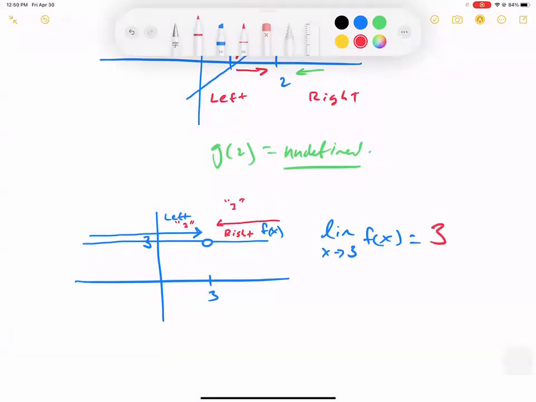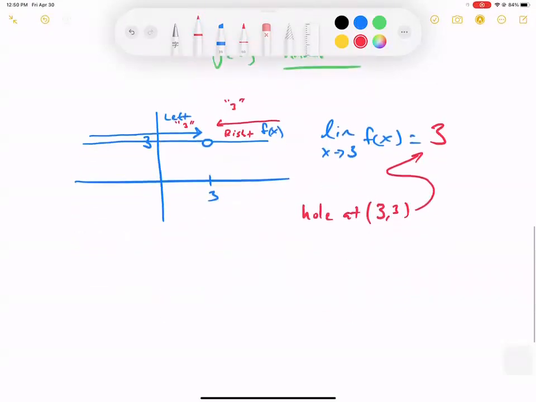Limits are a way for us to describe what happens at the holes. Before, we would use the word hole, and we would actually say the hole at 3, 3. But in another way, we could say, what should it have been at 3? Well, it should have been 3. Let's give ourselves another problem.